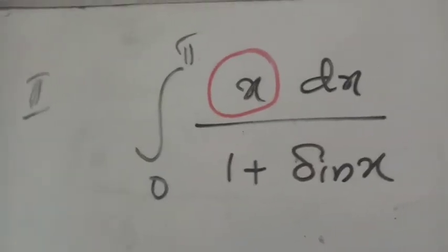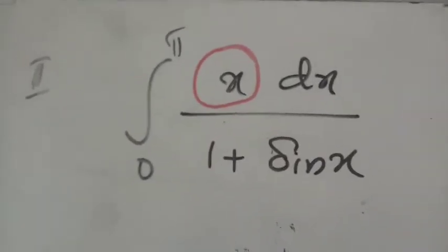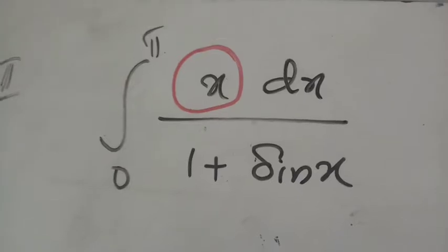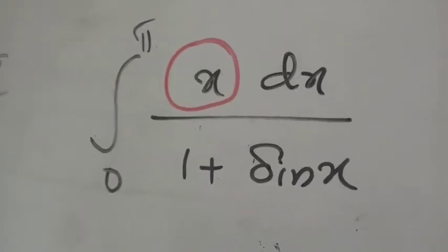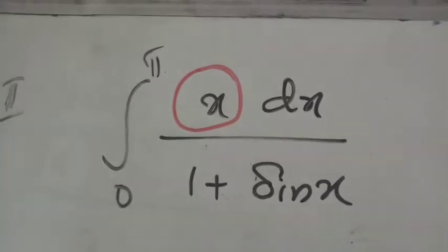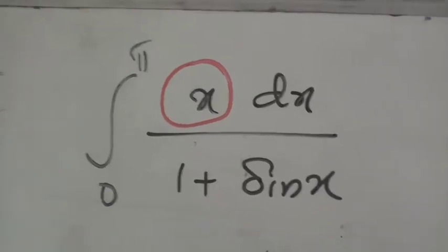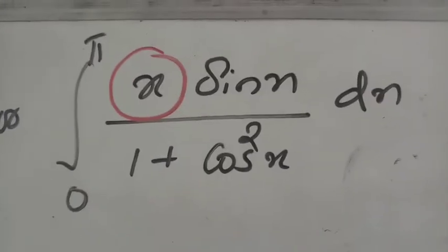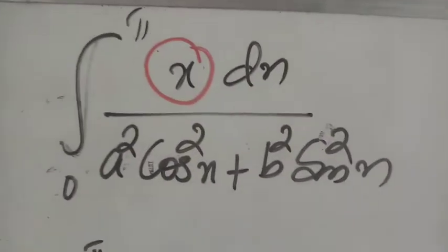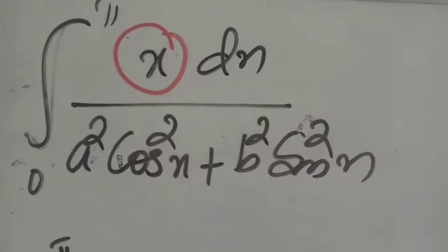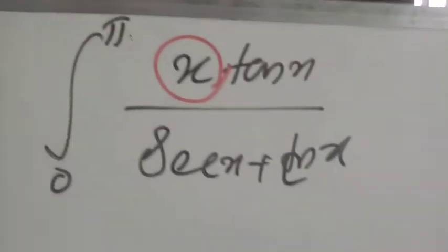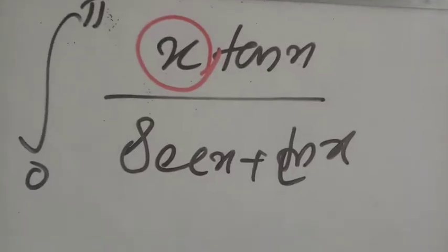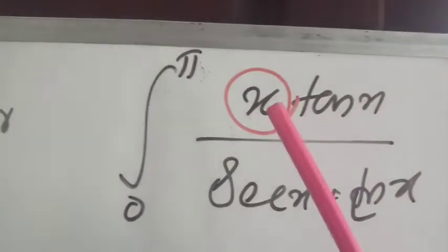Next set of problems, applying the same property, integral 0 to a f of x dx is equal to integral 0 to a f of a minus x dx. Integral 0 to pi of x dx by 1 plus sin x. You note this x in this problem. Another problem, integral 0 to pi of x sin x by 1 plus cos square x. Another question, integral 0 to pi of x dx by a square cos square x plus b square sin square x. And another question, integral 0 to pi of x tan x by sec x plus tan x. Thus x is the turning term in these problems.